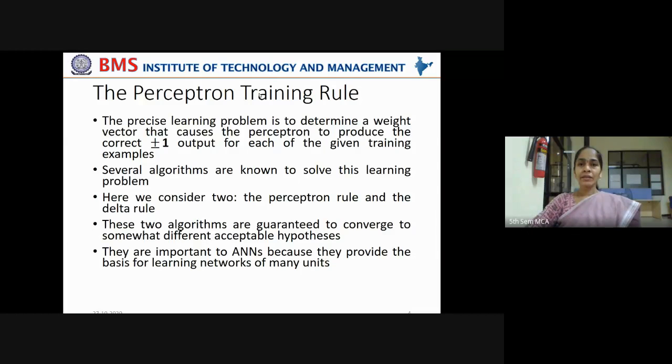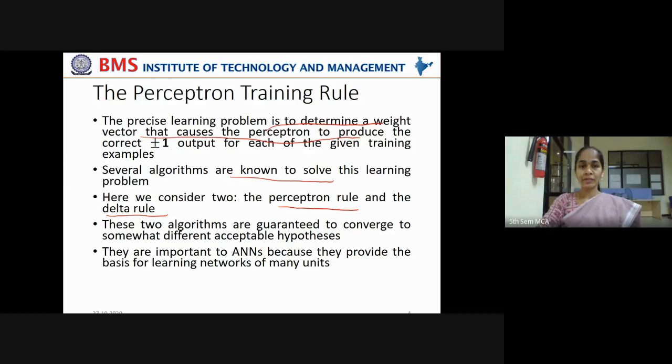Okay. Now, let us see the perceptron training rule very quickly. The precise learning problem is to determine a weight vector that causes the perceptron to produce the correct plus or minus output for each of the given training examples. Okay, let us take this learning problem. Now, several algorithms are known to solve this problem. We know that, right? If it is beyond this value, fire this output, otherwise fire the other output. We understood that with respect to the perceptron in a neural network. Now, here we are going to consider two rules, the perceptron rule and the delta rule. Let us see in which scenarios these will be used.